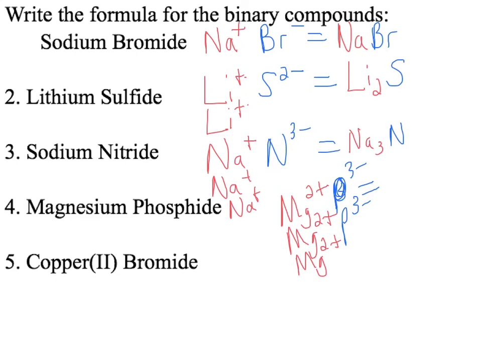So let's write how many magnesiums we have over here. We have 3 of them. 1, 2, 3. So go subscript. And then how many phosphorus do we have? 2 of them.